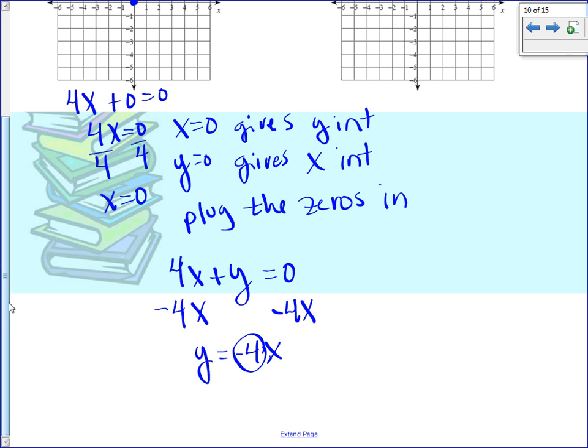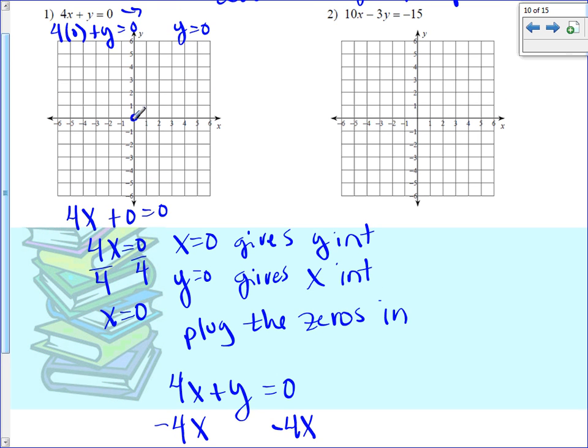Negative 4, right? So basically I'm just going to go down 4, 1, 2, 3, 4 over 1. Does that make sense? So now I know it's negative. Just like that.